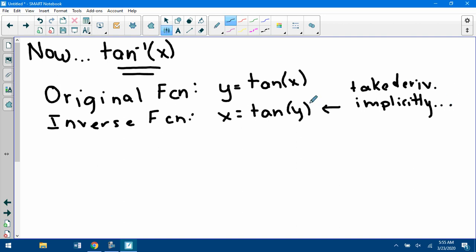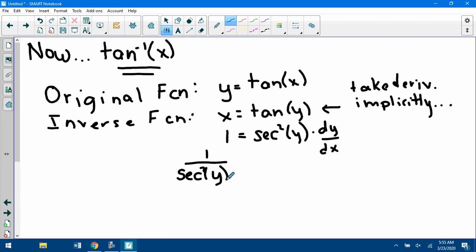So what's the derivative of x with respect to x? 1. What's the derivative of tangent of y with respect to x? The derivative of tangent is secant squared. Okay, so it's going to be secant squared y times dy dx. That's that implicit part. I want to solve for dy dx. So 1 over secant squared of y equals dy dx. And there's your derivative. Now the problem is, again, if I'm wanting the tan inverse of x, I don't want my derivative to be in terms of y. It's just not good. So do a little trig sub.